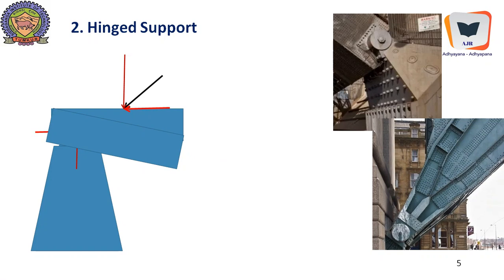Hinged support will come with only 1 degree of freedom, and whenever a hinged support is given, we need to find out the vertical reaction and the horizontal reaction. Of course, horizontal reaction would crop up if and only if there are horizontal forces in a beam.